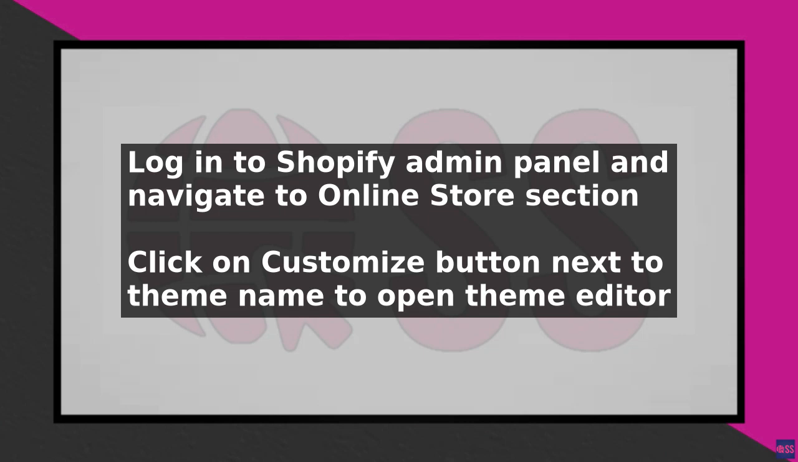This will open the theme editor, where you can make changes to the layout and design of your store. In the theme editor, click on the header section. This will open a drop-down menu where you can select the type of header you want to use. Most themes have a default header that can be customized. Click on the default header option to proceed.